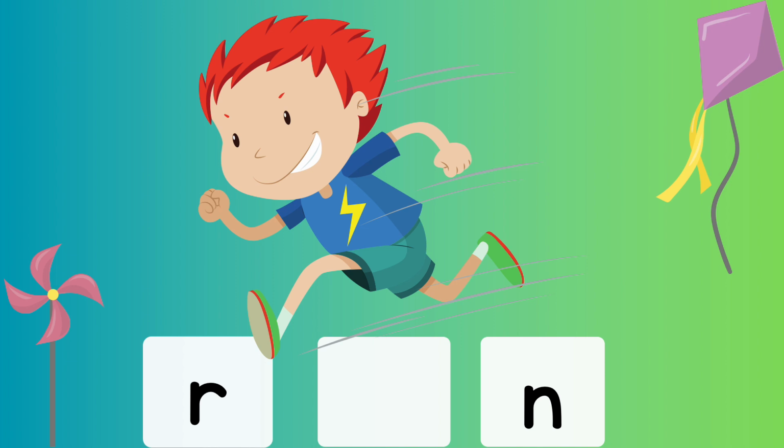So let's read the word, listen to the words, and then think which vowel is missing. Is it the A or the O? You ready? The word is run, run, run. R, A, N. Well done, it's A. R, A, N. Run.